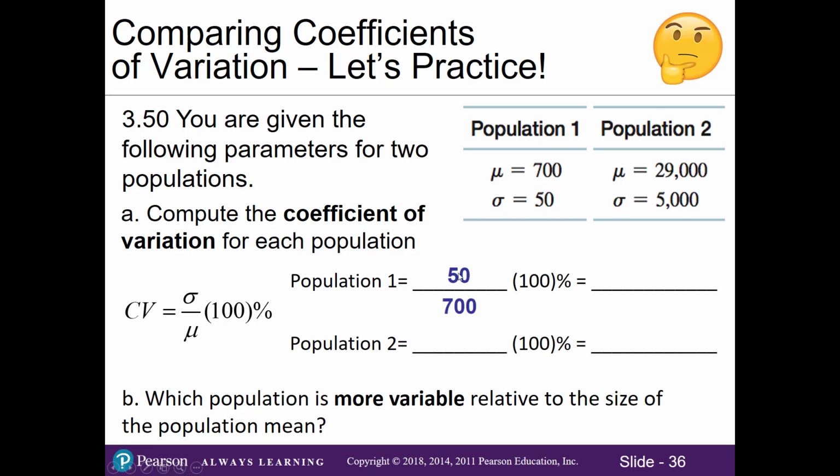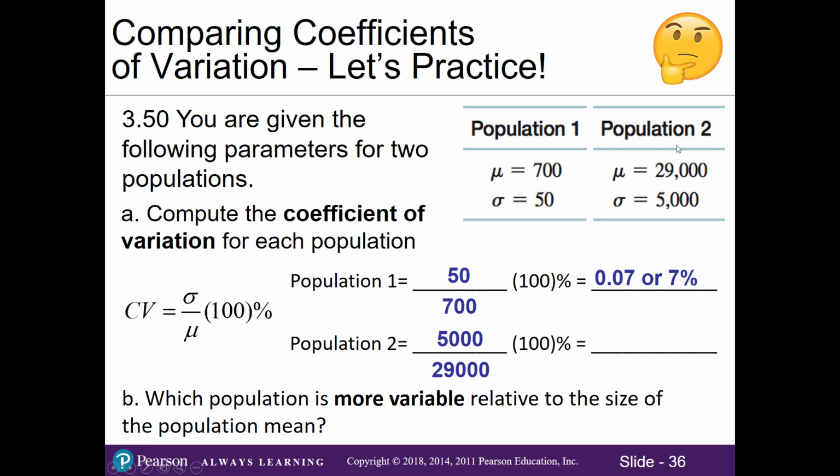So if you only plug in the 50 divided by 700, you'll get 0.07 and some change. But we have to remember that we always have to write it as a percentage. That's why we multiply by the 100, to remind us to include the percentage sign at the end. Thus, our coefficient of variation for population 1 is 7%. Let's do the same thing for population 2. We'll take our standard deviation, that's the 5,000, and our mean of 29,000.